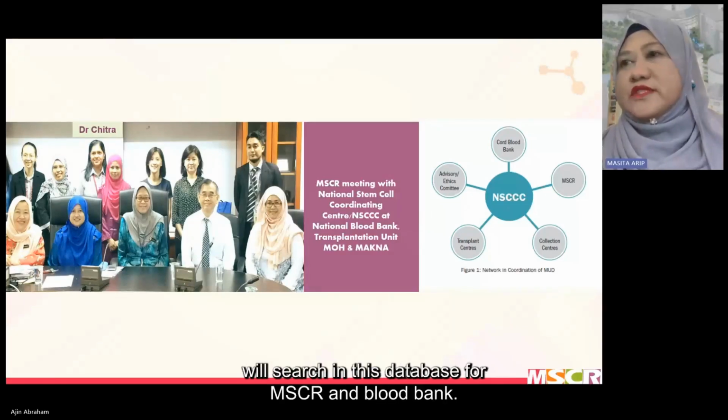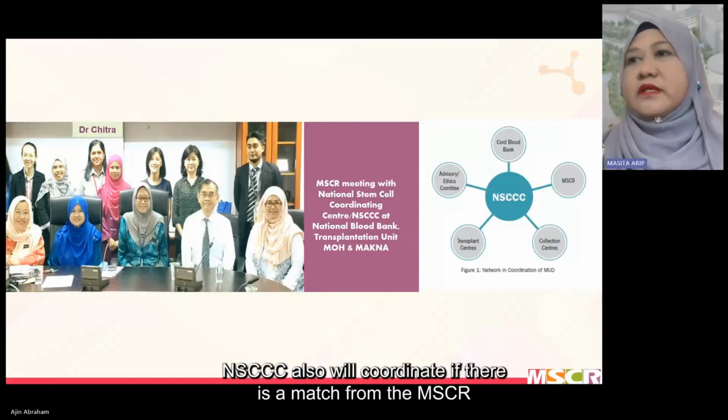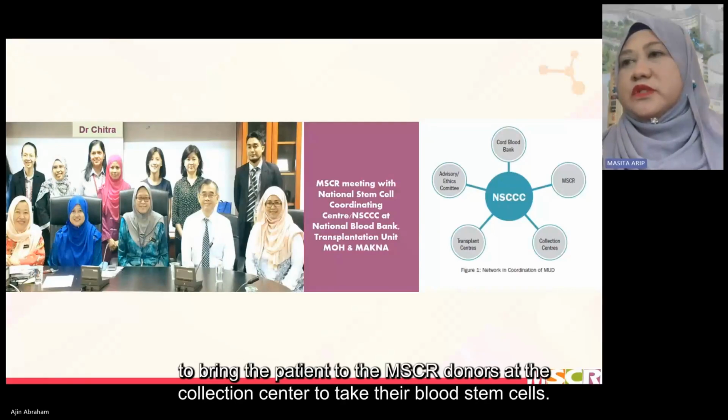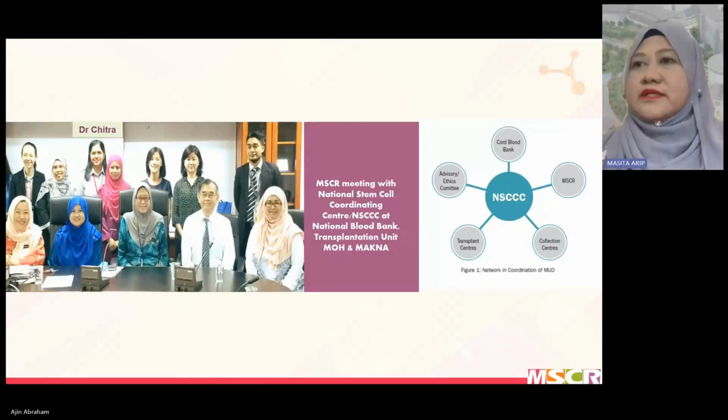And this NSCCC will search in these two databases, MSCR and Blood Bank. NSCCC also will coordinate, if there is a match from the MSCR, to bring the MSCR donors to the collection center to take their blood stem cells.